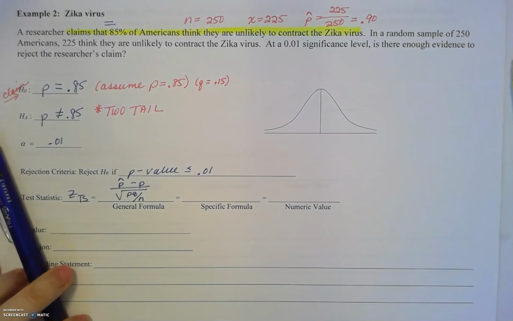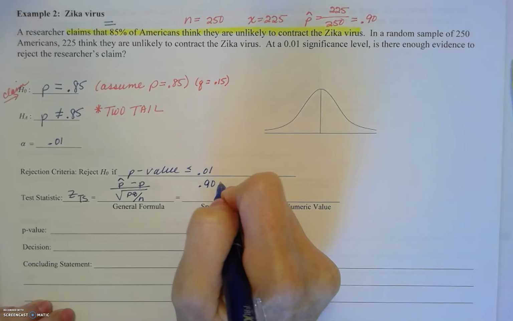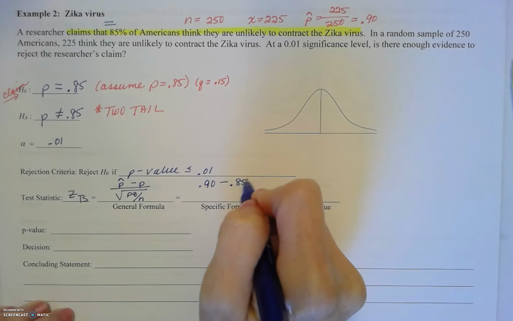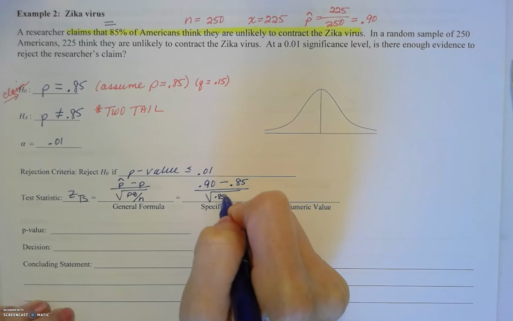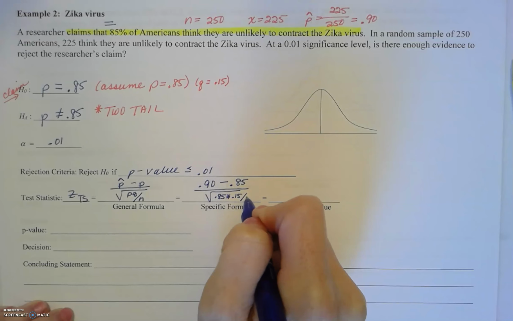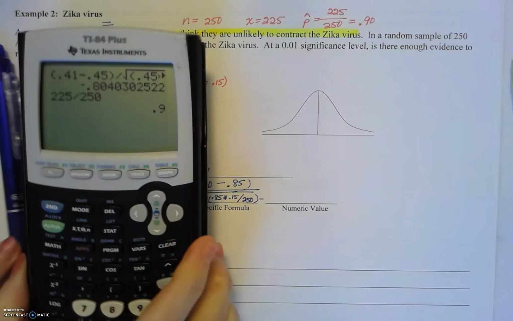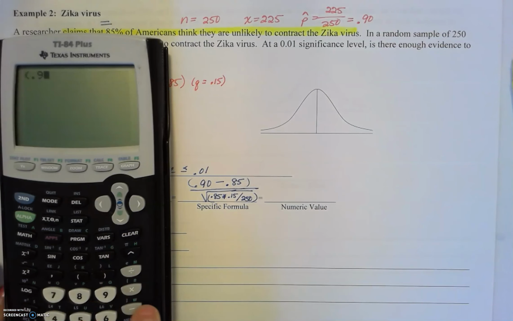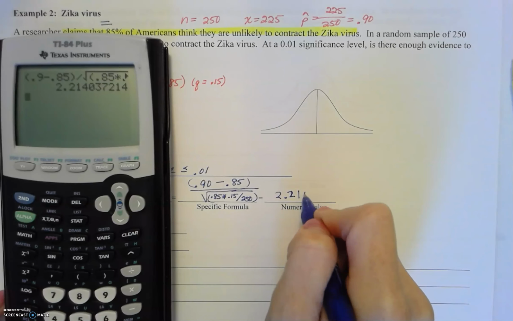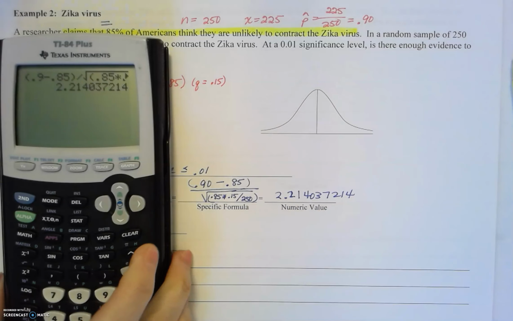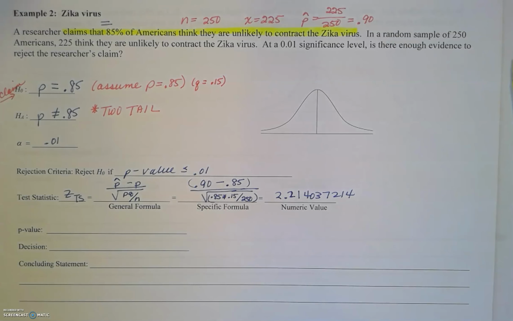Let's substitute these values into our formula here. P hat, we said, was 0.90, or you can write the fraction, minus P is 0.85, that's our claim proportion, divided by the square root of P times Q, so 0.85 times 0.15, divided by N, which is 250. Again, you can use a calculator or technology to do this. On the calculator, I can go open parentheses 0.9 minus 0.85, close parentheses, divided by the square root of, open parentheses 0.85 times 0.15 divided by 250, close parentheses, hit enter, and there we go. It's going to be 2.214037214.